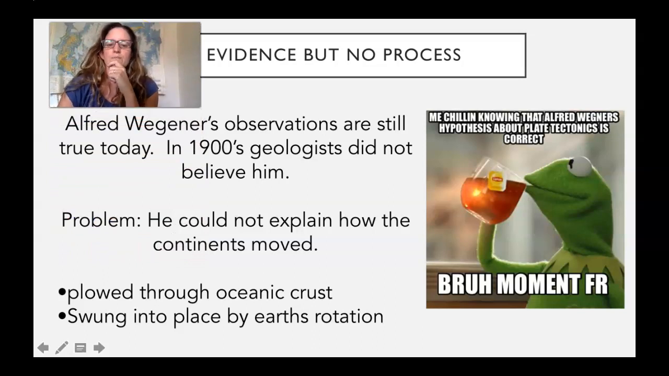So Alfred Wegener's observations are still true today. We still have the fossil evidence, the glacial evidence, the rock evidence, the mountain belt evidence. But in the early 1900s, geologists didn't believe him because he couldn't explain how the continents could plow through the ocean basins, how they plowed through the crust. One idea was maybe they were swung into place by the Earth's rotation. So we'll look at some of that evidence.